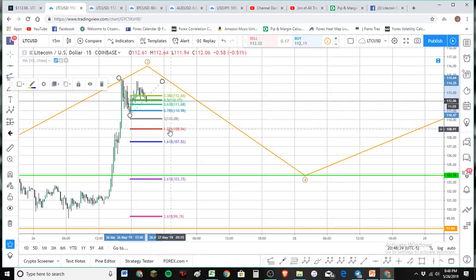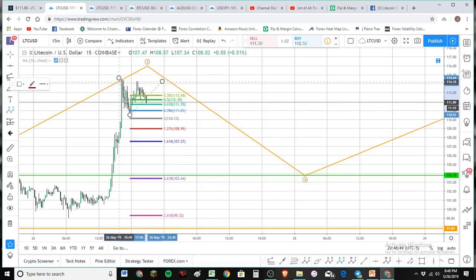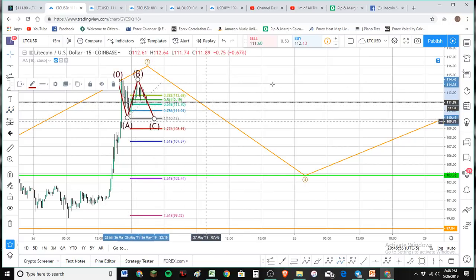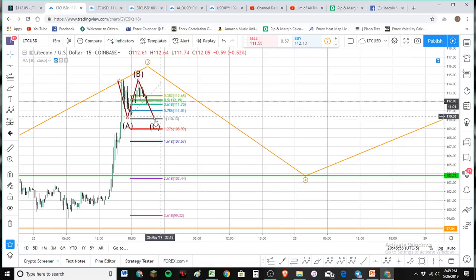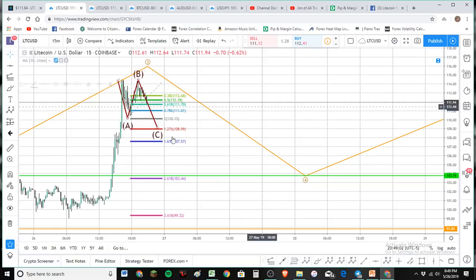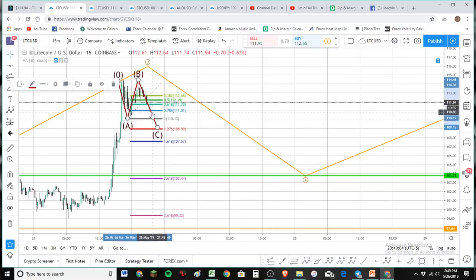That brings price down here to the 108.94, or the 110.09 for the 1-to-1 extension. So that would put an ABC looking like so: A, B, and C, which would be kind of a flat. If it wasn't flat, it would look like this, 109 there, something like that. Now, what if it's not ABC?